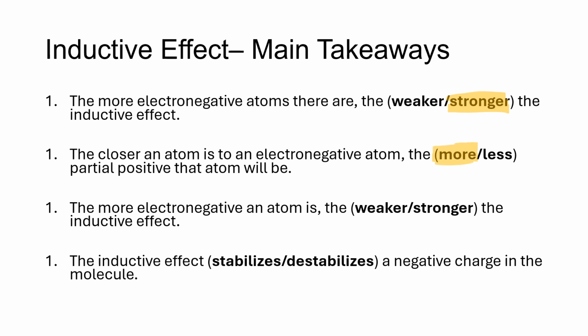The closer it is to an electronegative atom, the more the inductive effect will make that atom partial positive that it's next to. The more electronegative an atom is, the stronger the inductive effect. We saw that fluorine has a stronger inductive effect than, say, chlorine or bromine. And the inductive effect is going to stabilize a negative charge in the molecule. That's what we saw in O-. Charge is more stabilized as a result of this inductive effect.